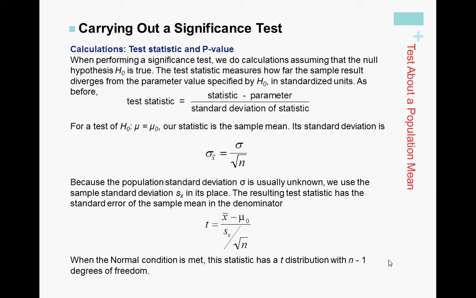So the t value you see down below is what we'll use for the means. X bar minus mu naught over the sample standard deviation. We have to use Sx instead of sigma because we don't know sigma. And then square root of n, our sample size. So when our conditions are met, the statistic has a t distribution with n minus 1 degrees of freedom.